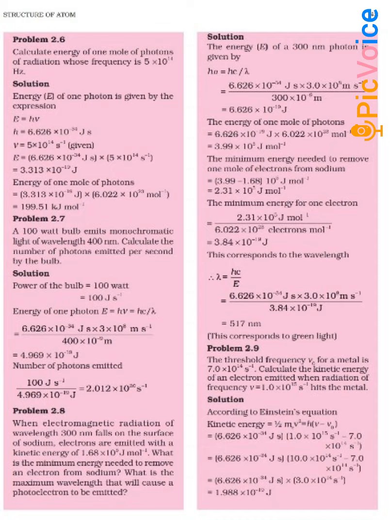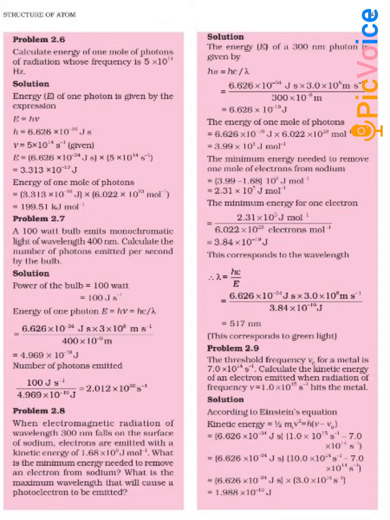So the total energy given over here is 100 joule per second. If you divide the total energy by the energy of one photon, you will be able to calculate the number of photons emitted. So number of photons emitted equals 100 joule by 4.969 into 10 raised to power minus 19 joule. It comes out to be 2.012 into 10 raised to power 20 per second.